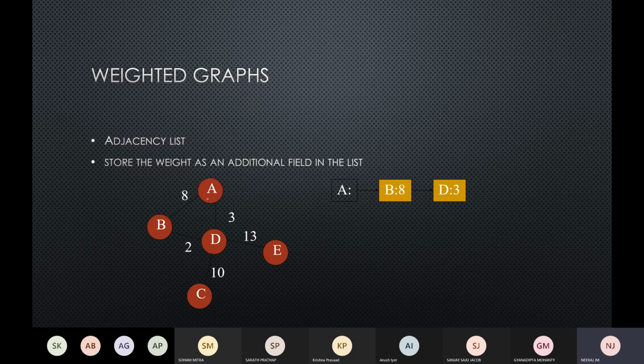So if this thing was going to C, I have two options. Path to C would be A, D, C, and A, B, D, C. So I have these two options. If you have a non-weighted graph, you won't know where to proceed. So simple, if you find a weighted graph, just calculate the total weight. If I go from A to B, it's 8. B to D, it's 2. So 10. D to C is 10. 10 plus 10, 20. But if you go from A to D, it's 3. D to C is 10. It's nothing but 13. So the shortest path here would be 13.